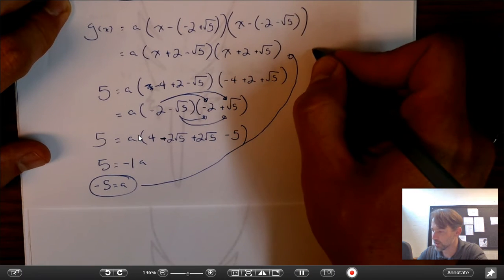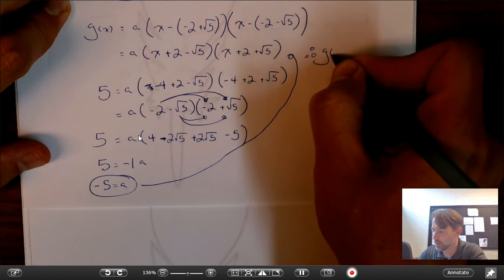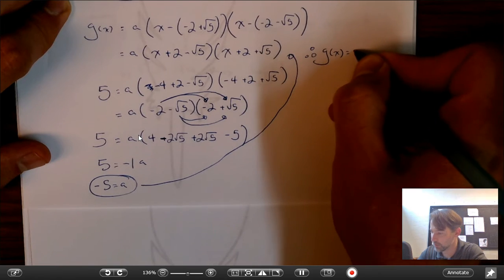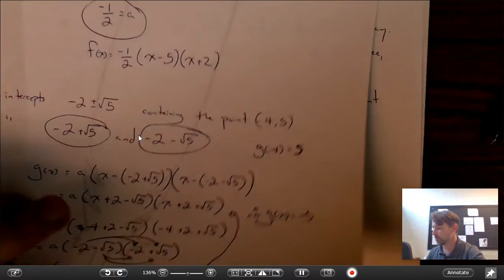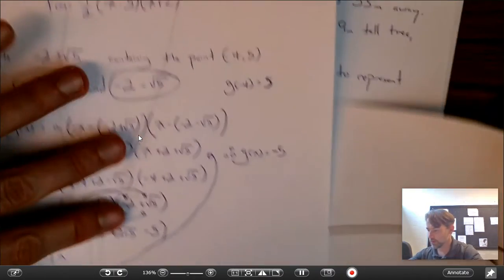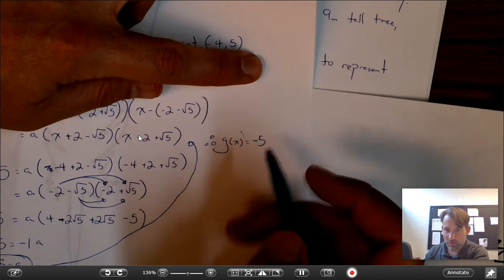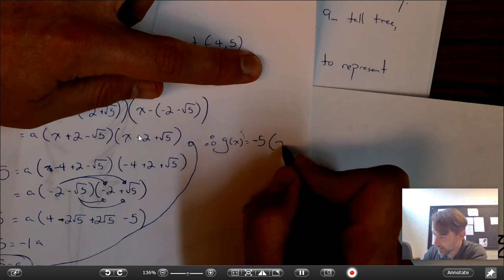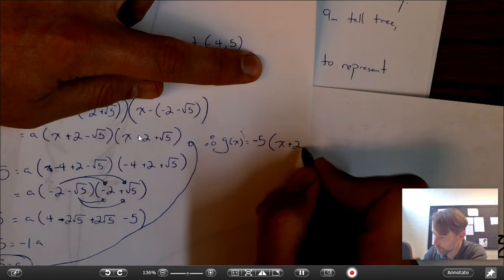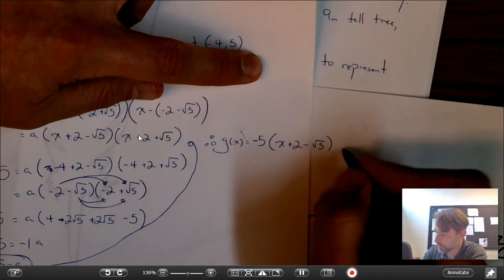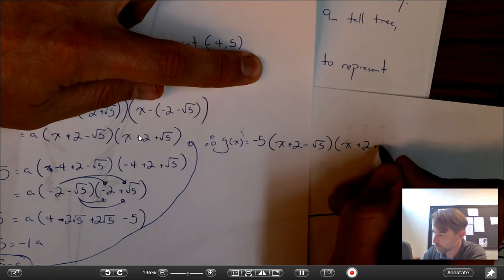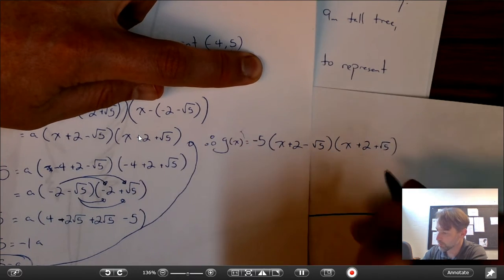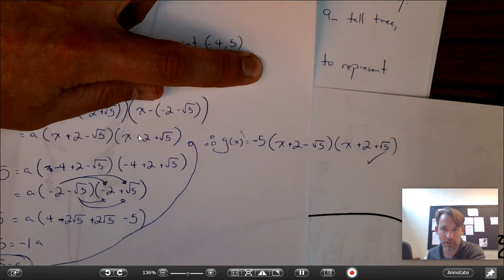Okay, so now I could say, therefore, g of x is equal to negative 5 multiplied by, I'll show you here, negative 5 multiplied by x plus 2 minus root 5 multiplied by x plus 2 plus root 5. There. That's my final answer. Check. Done. All right. So that's how you answer those types of questions.